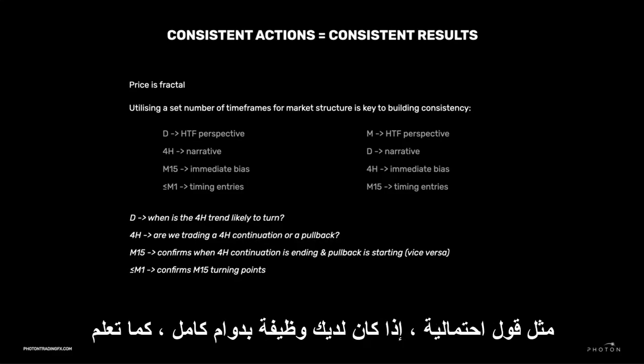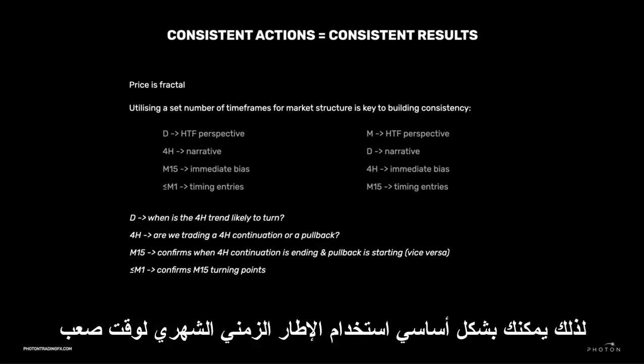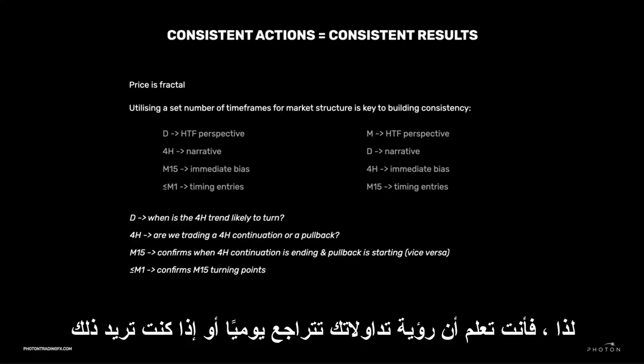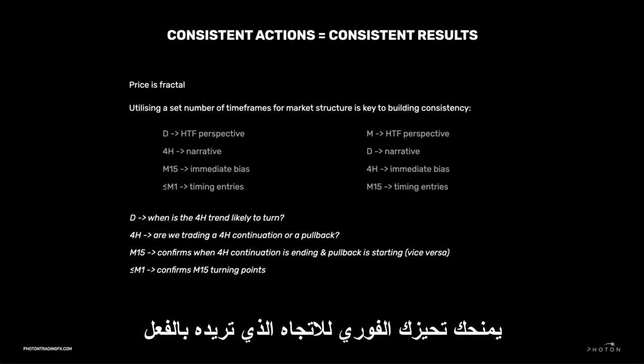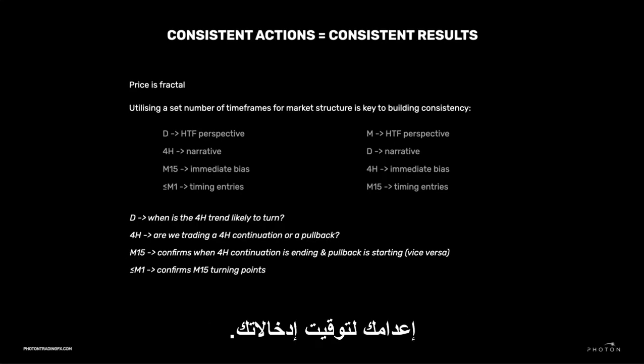Like I was saying, potentially if you have a full-time job, where you can't actively monitor the charts on those very low timeframes. So essentially, you can use the monthly time frame for your high time frame perspective, the daily for your narrative, so seeing if you're trading a daily pullback or if you're trading the daily pro trend run, and then you will use the 4 hour to give you your immediate bias of the direction that you actually want to trade in, before finally dropping down to the M15 to use that for your execution to time your entries with more confirmation and refinement.